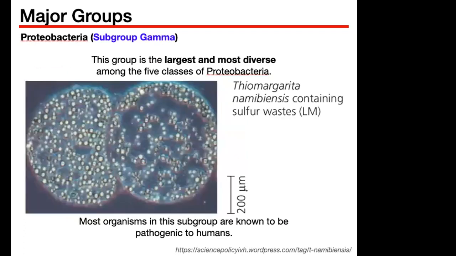Okay? And we also have subgroup gamma. This is the largest and most diverse among the 5 classes of proteobacteria. So maraming common dito, no, or famous na examples. Say for example, Escherichia coli and then Vibrio cholerae, no? Both are causative agents for diarrhea in humans. So many of these organisms are actually pathogenic to humans, gaya ng sinabi ko kanina, no? And here in the picture is Thiomargarita namibiensis, no? This is also an example of this one.